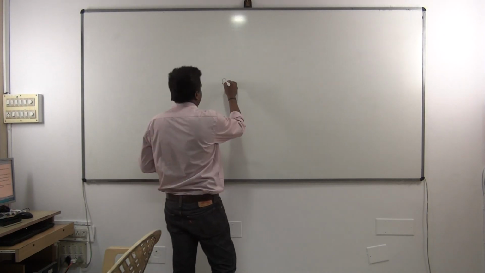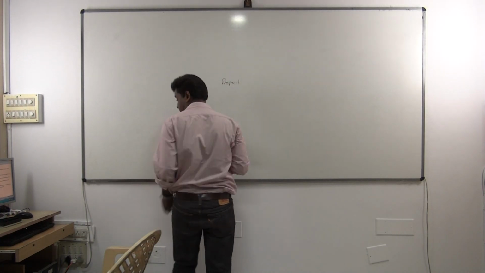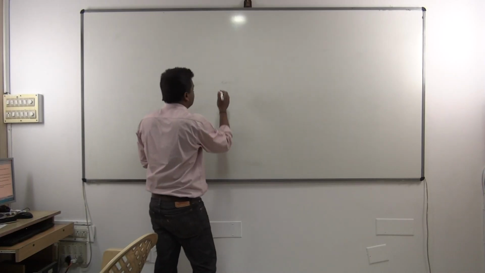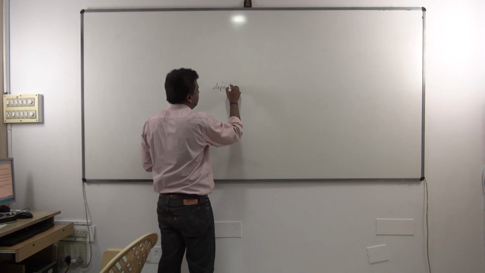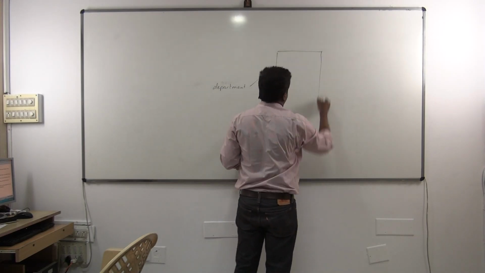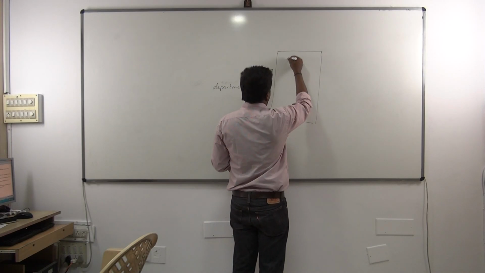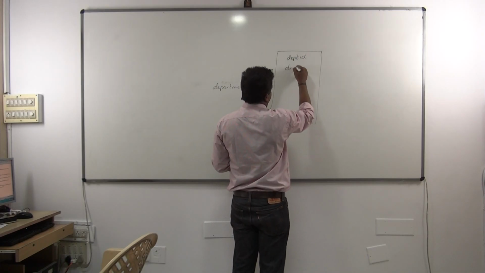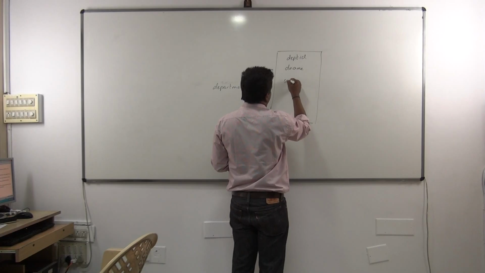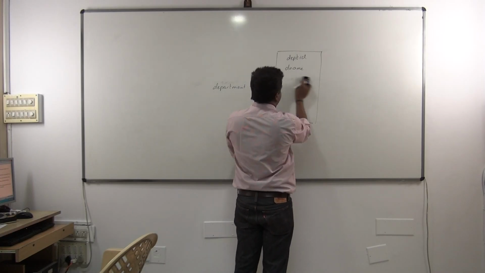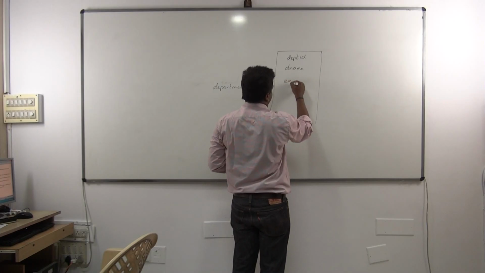So in the department object, what are the different values we are having? We are having department ID, that is okay. Then we'll have department name. Then we'll have set of employees. So employees is a variable of type what? Set.